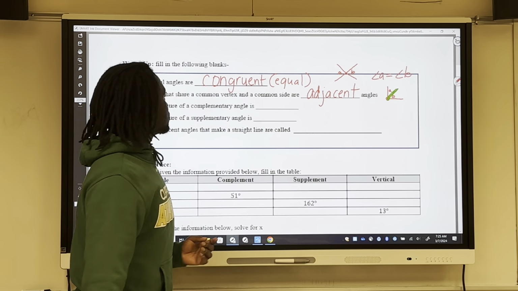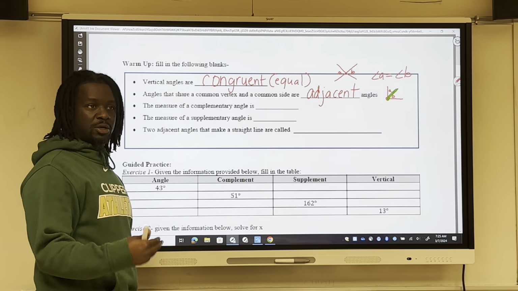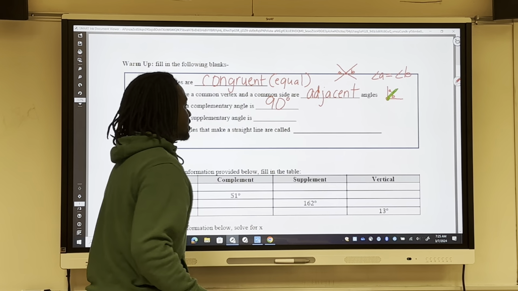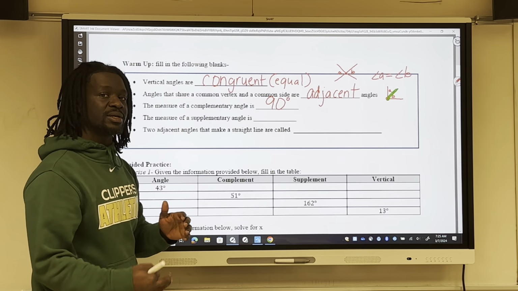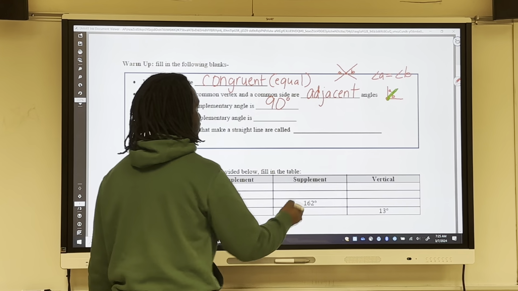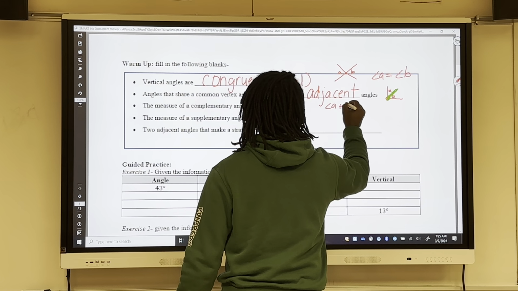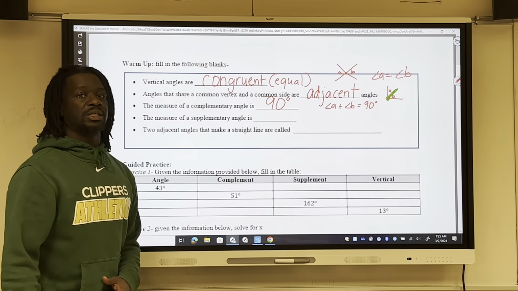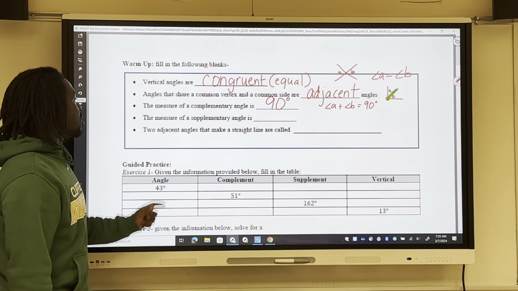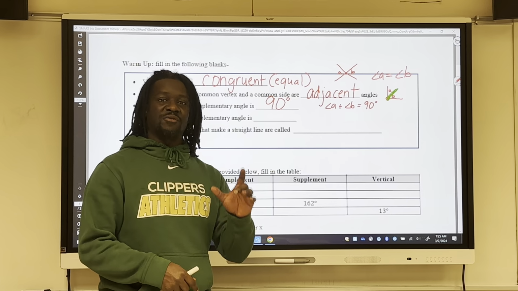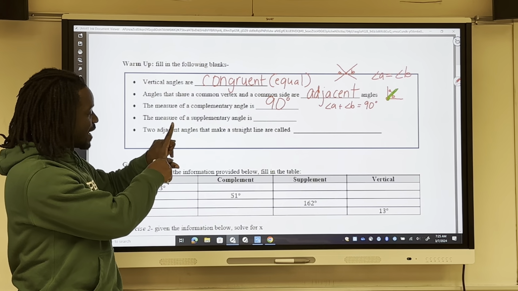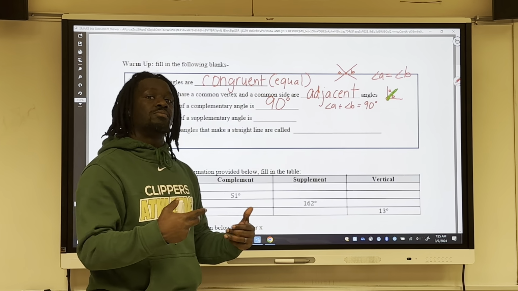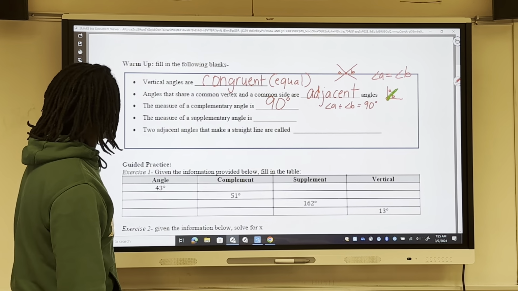Continue on. The measure of complementary angles, and this is super important for you to know, is 90 degrees. So when 2 angles are complementary, they add up to give you 90 degrees. So angle A plus angle B, when they're complementary, add up to 90 degrees. Also, remember that whenever an angle has that little square in it, that means it is a right angle, meaning it is 90 degrees.